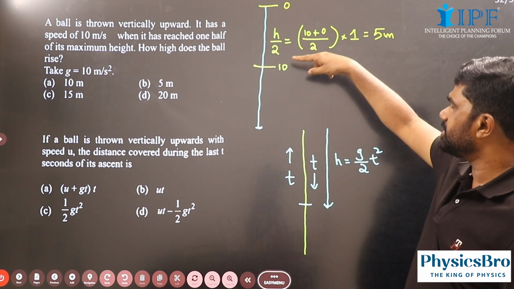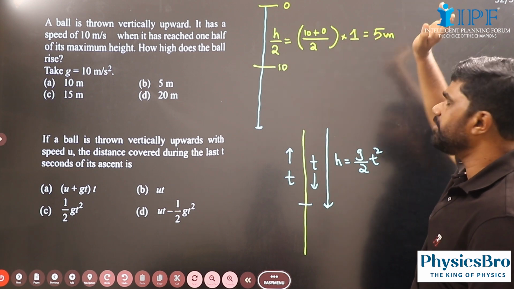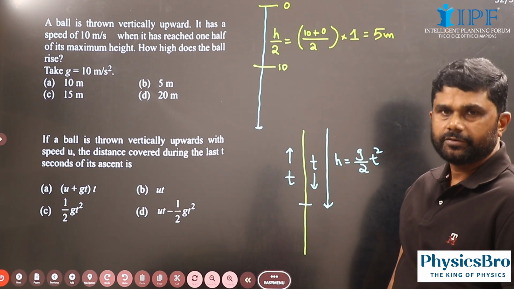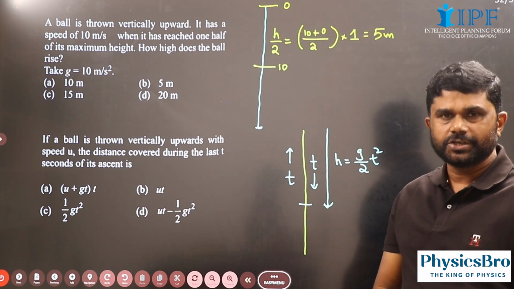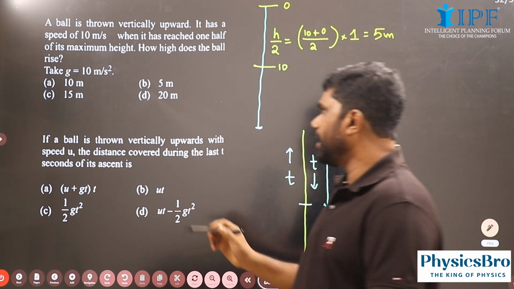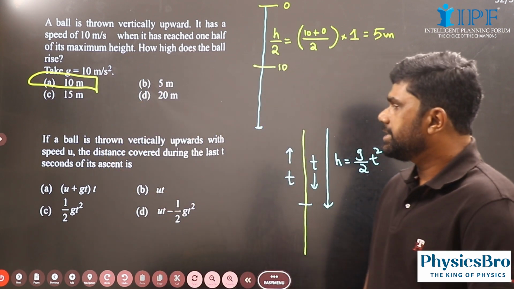Okay, average velocity is 10 plus 0 by 2 and the time taken is 1. So the displacement will be 5. Okay, 5. That is half of the height. H by 2 equal to 5. So the height will be h and it is equal to 10 meter. Beautiful. Okay, right, 10 meter.